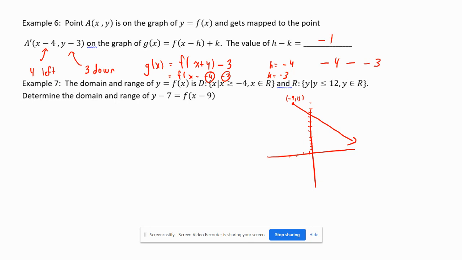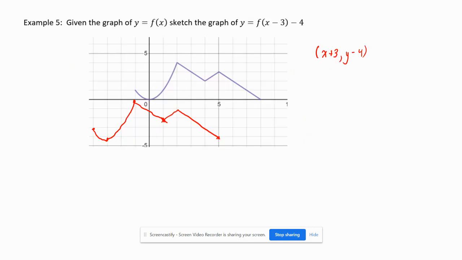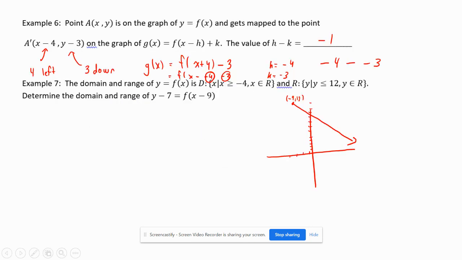Now the question is saying, determine the domain and range of y minus 7 equals f of x minus 9. So what would this graph look like? This is really the same thing if I add a 7 to both sides: f of x minus 9 plus 7. So this is telling us that we're going 9 right, 7 up. If I go 9 right, 7 up, 9 right is going to go to 5, 7 up is going to go to 19. So this would be 5, comma 19, and this graph would be the exact same shape, just shifted like this.